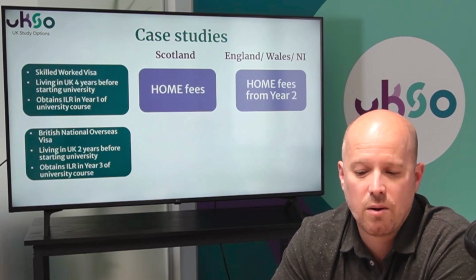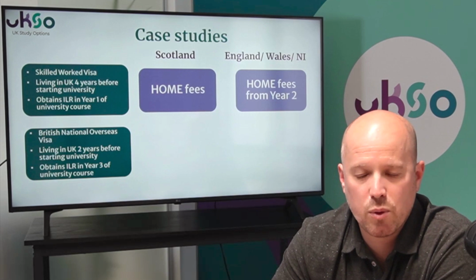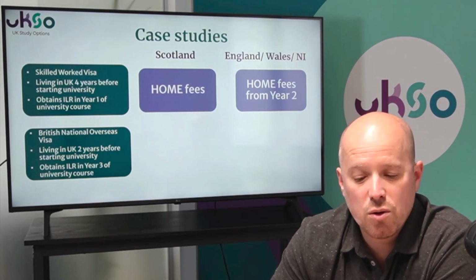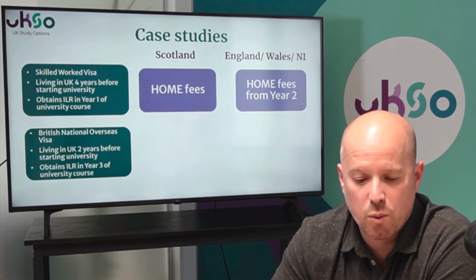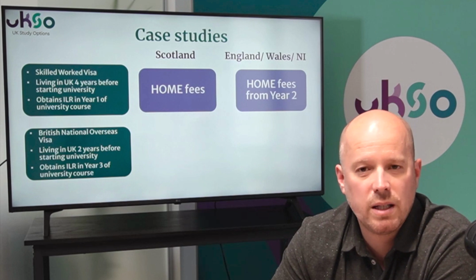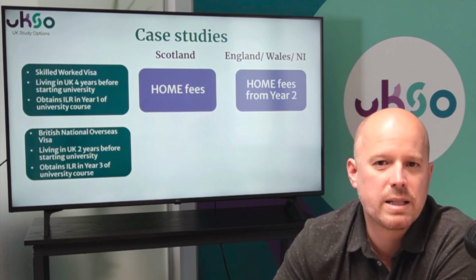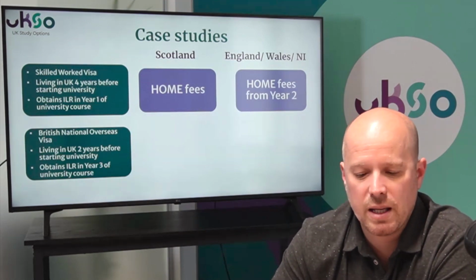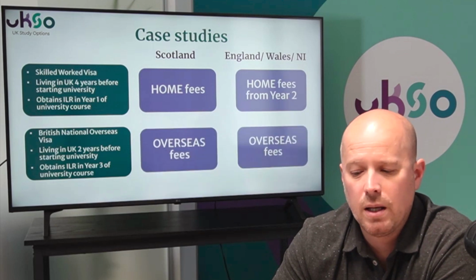So this is now a BNO visa, British National Overseas Visa, the temporary visa. They have been living in the UK for 2 years before they start their university course, and they obtained their ILR in year three. So in year three, they get their indefinite leave to remain. So they're doing a longer course. They're doing medicine. It's a 5 year course. So in year three, they get indefinite leave to remain. So let's see what that means for their fee status.